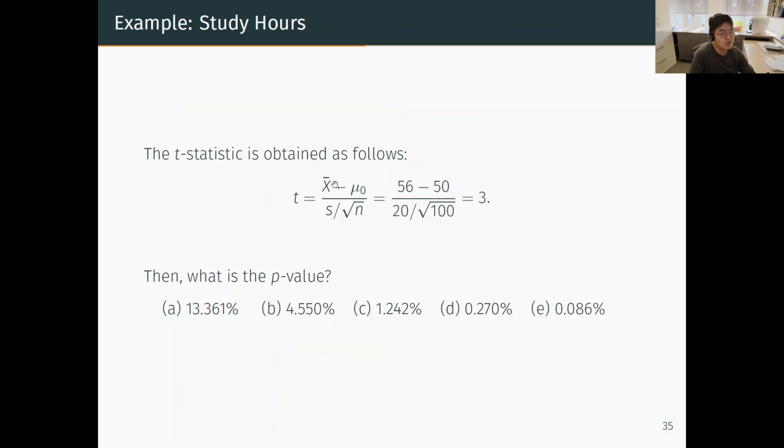You can calculate the t-statistic this way: sample mean minus your belief. So this is the difference, and you standardize the difference using the standard deviation calculated from the data divided by the square root of the sample size, right? So if you do the math, it's 3. Based on your observation, the standardized difference is 3.